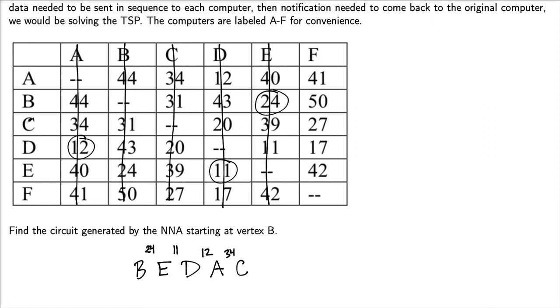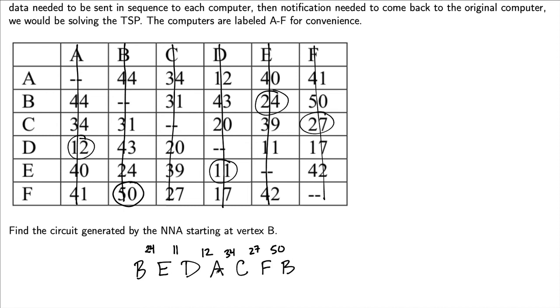Now I'm in C, and I have to finish off my circuit. I have to visit what I haven't visited, so I've got this option here of 27, which goes to computer F. 27. All right, now I've visited every computer, but of course, because it's a circuit, I need to go back from F to my starting point of B. So from F to B is actually this connection right there, 50.